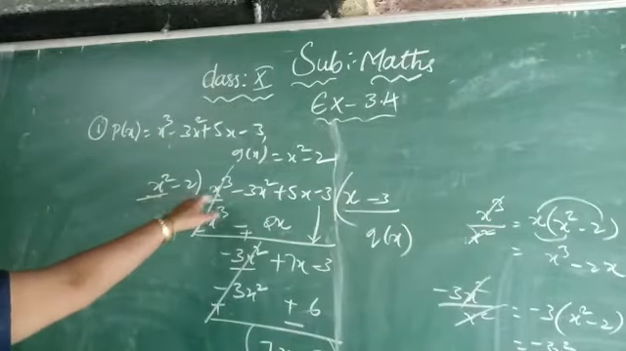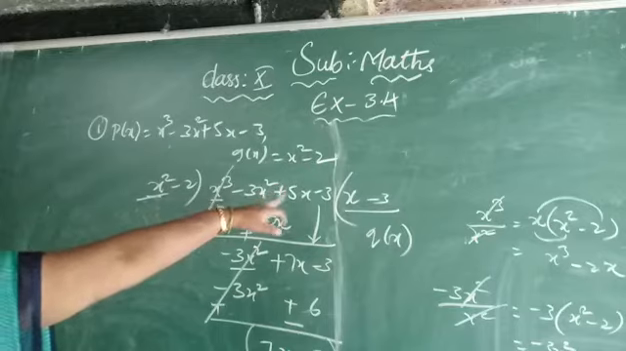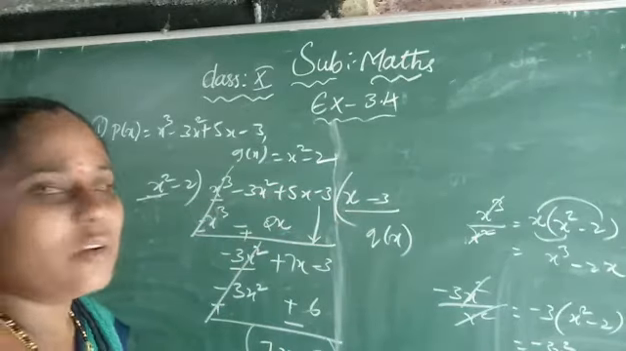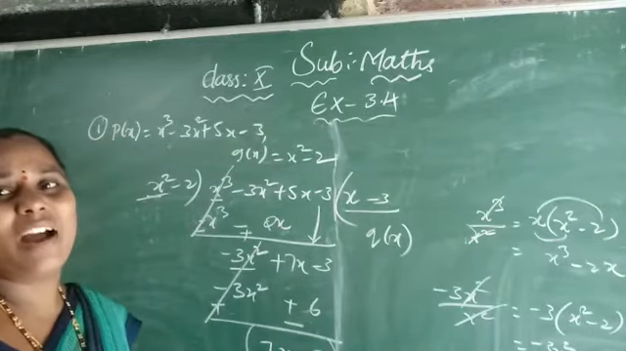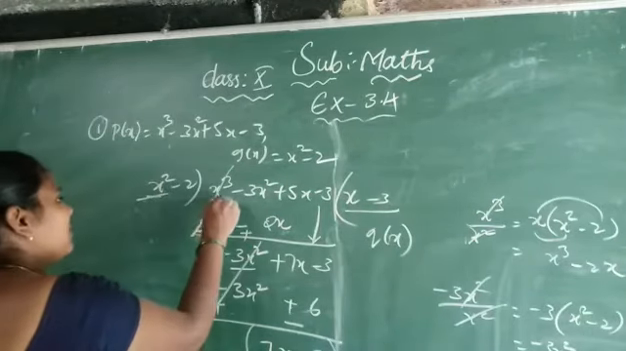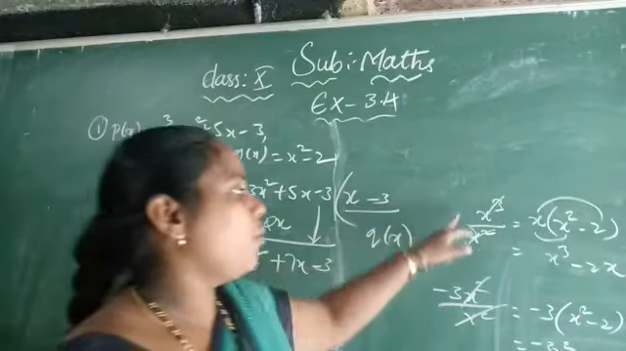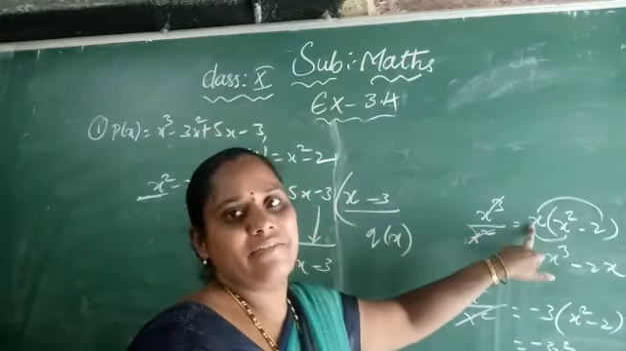Divisor is x square minus 2. Dividend is x cube minus 3x square plus 5x minus 3. So we have to find the quotient and the remainder. To find them, we have to check the first term in p of x and the first term in g of x. So x cube by x square is nothing but x, if we cancel.